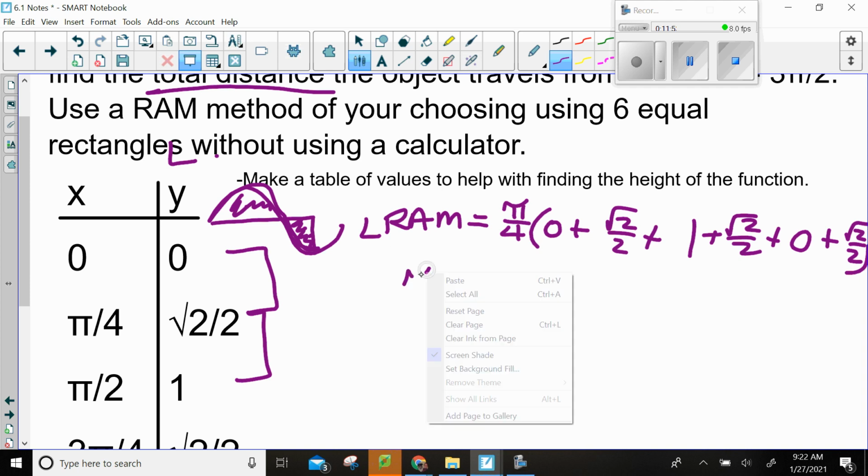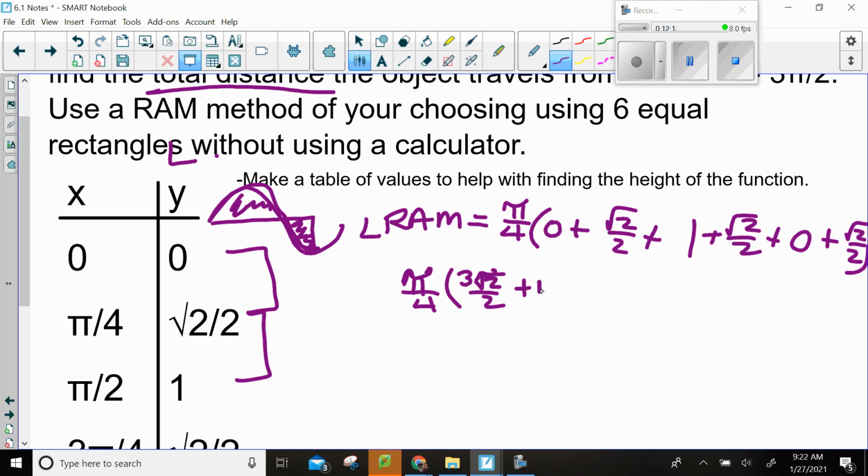So I should have pi over 4, and then we have 3 square root of 2 over 2 plus 1. I can probably combine those. I'm just going to leave it as is.